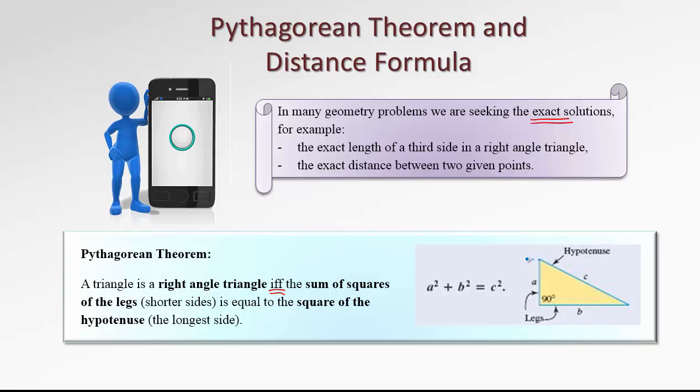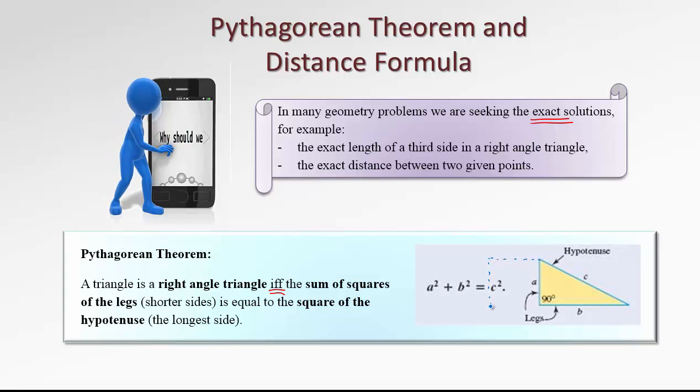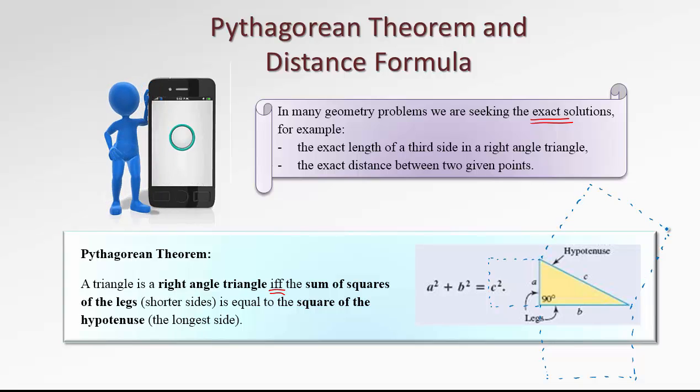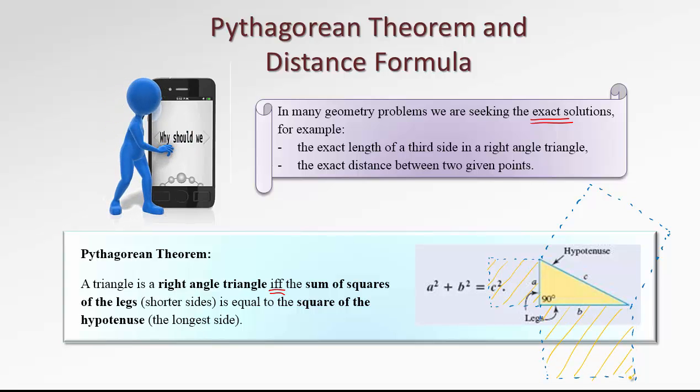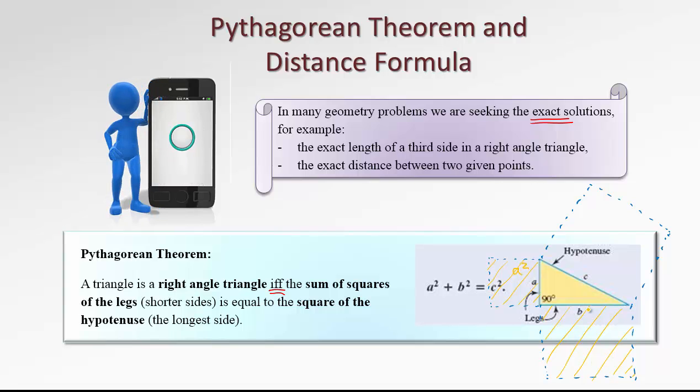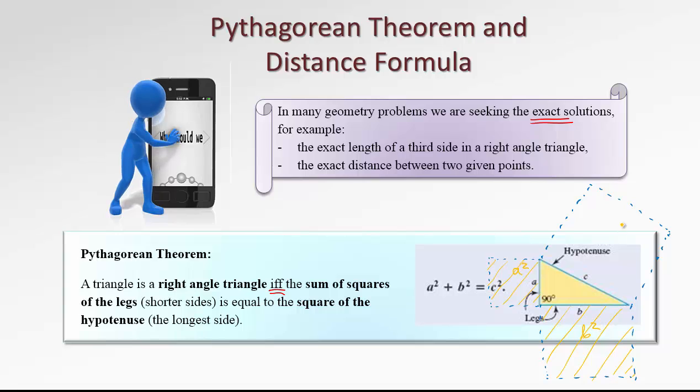Geometrically, it states that if we build squares on each side of the right-angled triangle, somehow like this, and here's the largest square built on the hypotenuse, then the total area of those two small squares, if we add these two areas, will be equal to the area of the largest square. Notice that the area of a square with side A is A squared. The area of the square with side B is B squared. And the largest square has area C squared. That's why A squared plus B squared equals C squared.